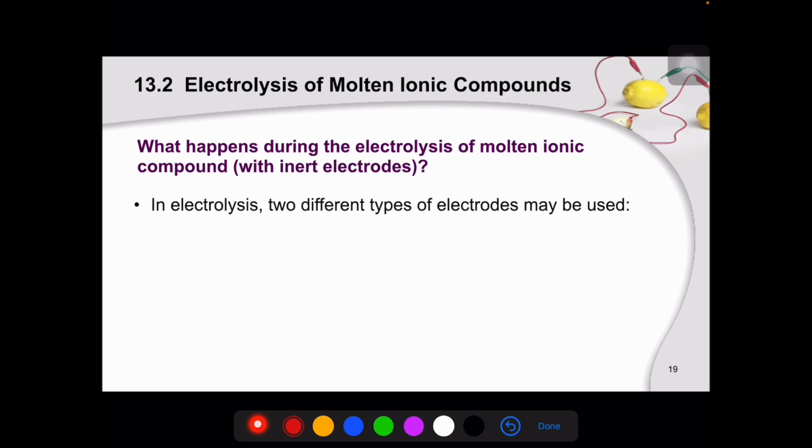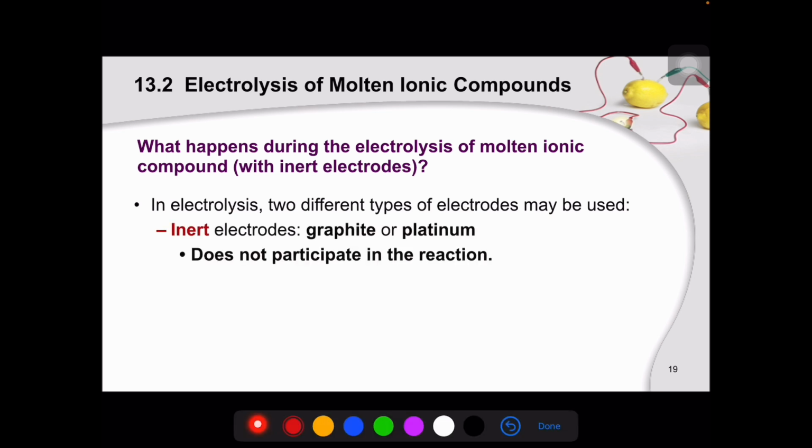So just a quick recap of what I mentioned at the start of the video. In electrolysis, there are two different types of electrodes that might be used. You have your inert ones, which are those that are unreactive. They are not going to participate in the reaction. Usually in our syllabus, we look at things like graphite, which, like I mentioned earlier, is just carbon, or a metal called platinum, which is a type of transition metal.